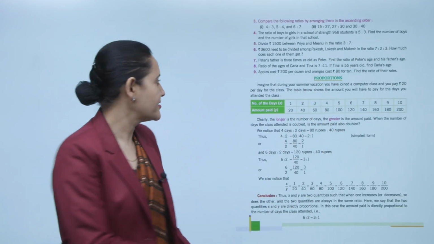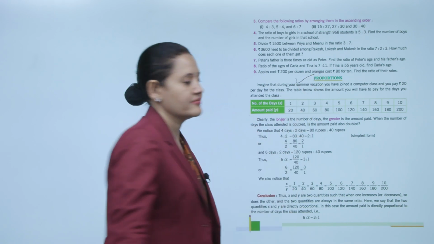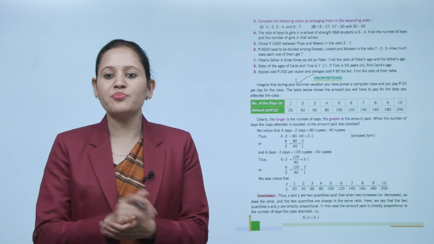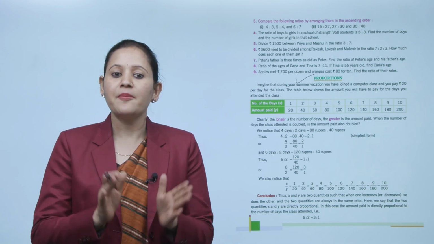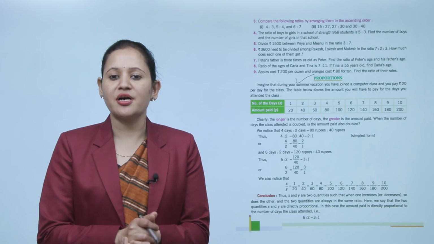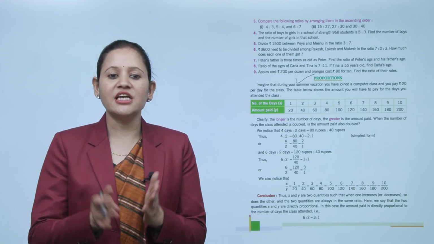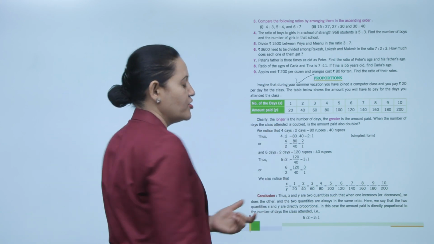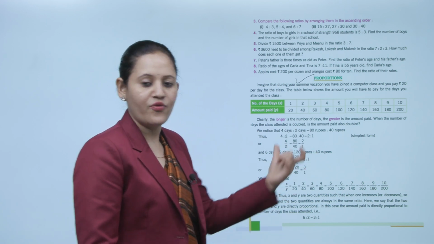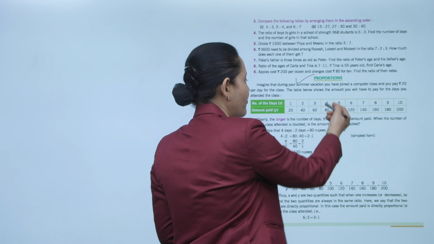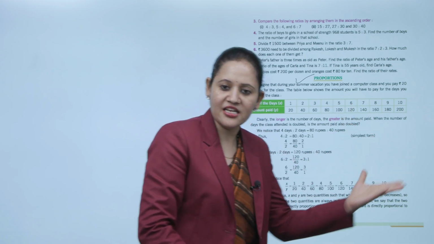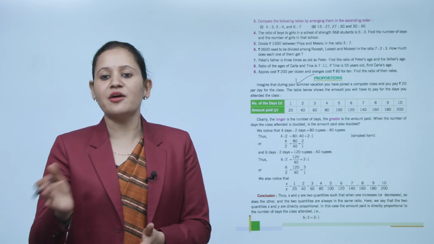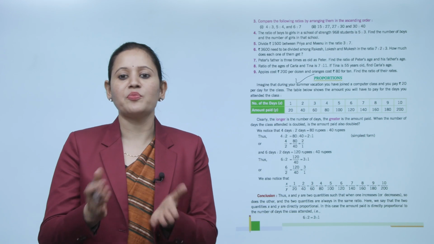Next is proportions. Imagine that during your summer vacations, you have joined a computer class and you pay ₹20 per day for the class. The table below shows the amount you will have to pay for the days you attend the class. Here are the number of days and the amount paid. For 1 day, you have paid ₹20. For 2 days, 40; 3 days, 60; 4 days, 80; 5 days, 100, and so on. So clearly, the greater the number of days, the greater the amount paid. जितने ज़्यादा दिन करेंगे उतना ज़्यादा amount pay करना पड़ेगा.